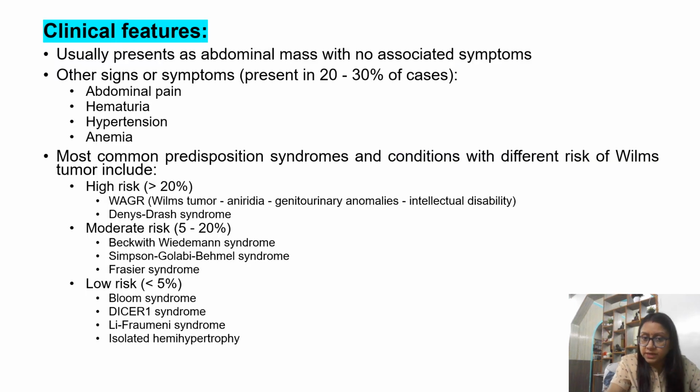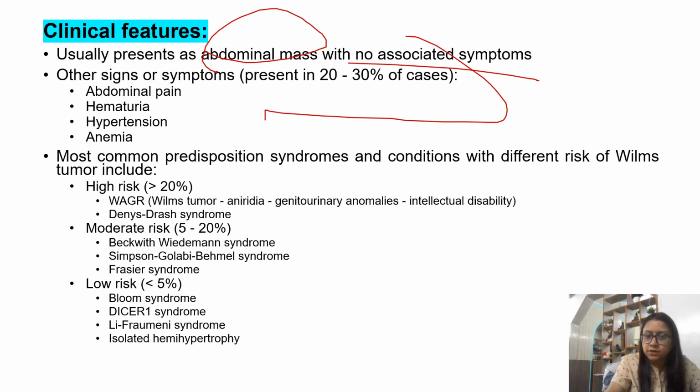And how will the child present to you? The child comes with an abdominal mass with no associated symptoms. However, in 20 to 30% of cases, you can see abdominal pain, hematuria, hypertension, anemia.